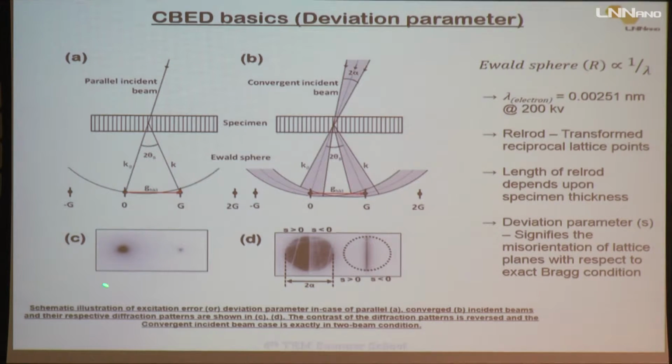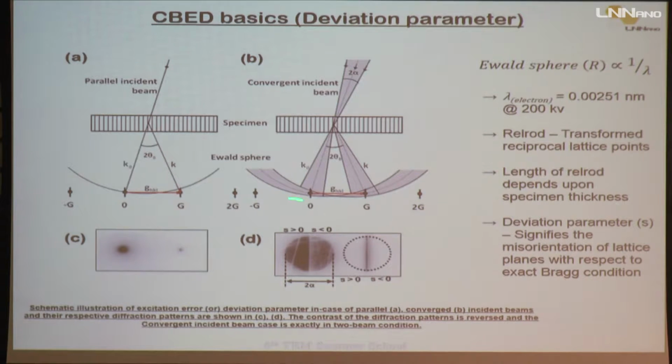But as this electron beam has a very small wavelength, 0.00251 nanometer, even if the Ewald sphere is a little bit off from the reciprocal lattice, we are able to see some intensity. So here, when we consider this spot diffraction pattern, the Ewald sphere is a little bit away from the reciprocal lattice, so still we are able to see some intensity.